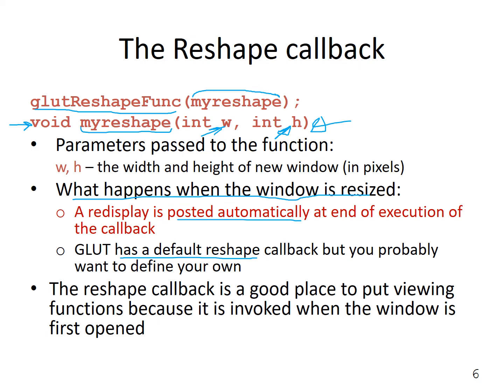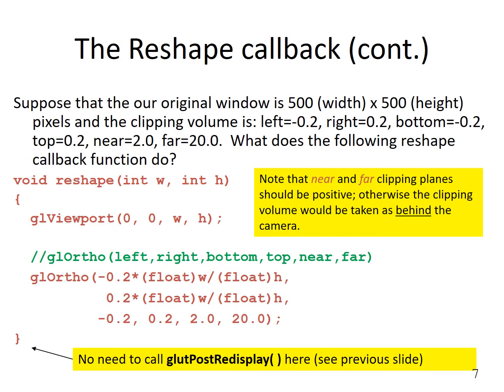The reshape callback is also a good place to put all viewing functions because it is invoked whenever the window is first opened and whenever the window is reshaped. Let us look at an example usage of the reshape callback function. Suppose that our original window size was 500 by 500 and our clipping volume was -0.2 to 0.2 from left to right, -0.2 to 0.2 from bottom to top, and 2.0 to 20.0 from near to far.